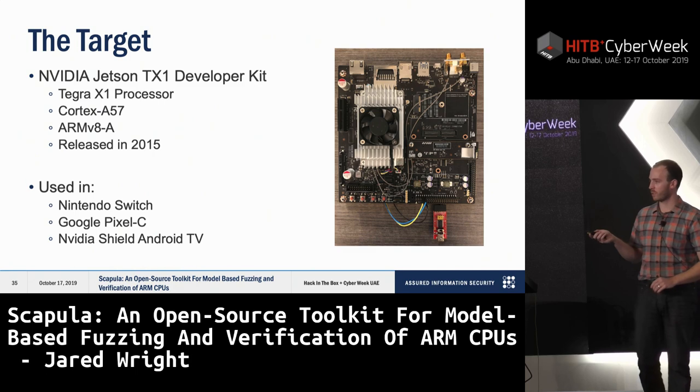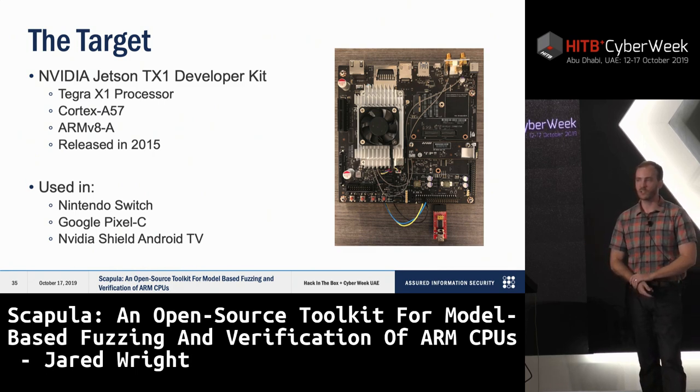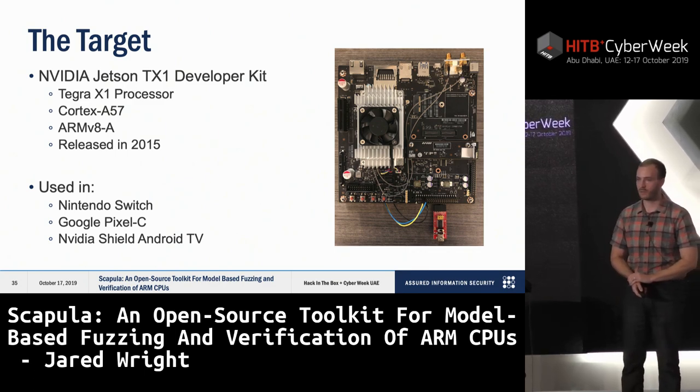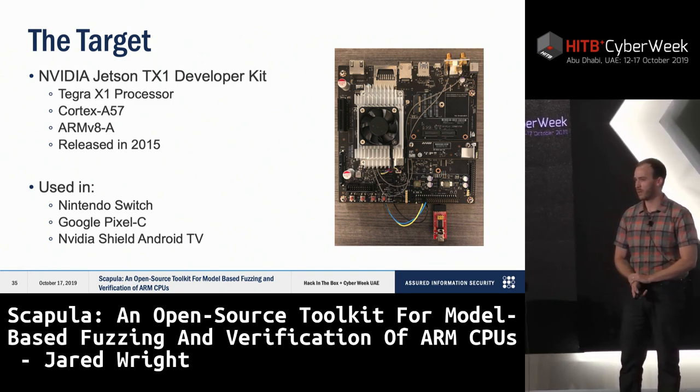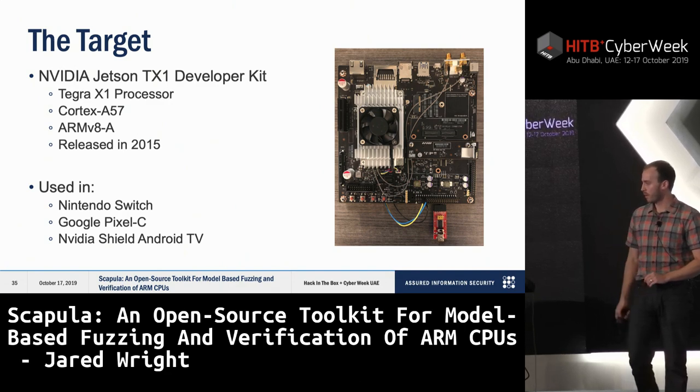I've seen these CPUs currently used in things like the Nintendo Switch, a video game console. They were also part of the Google Pixel C, a tablet released around that same time. And the NVIDIA Shield Android TV also uses this processor. So it's in a few consumer electronic devices right now.